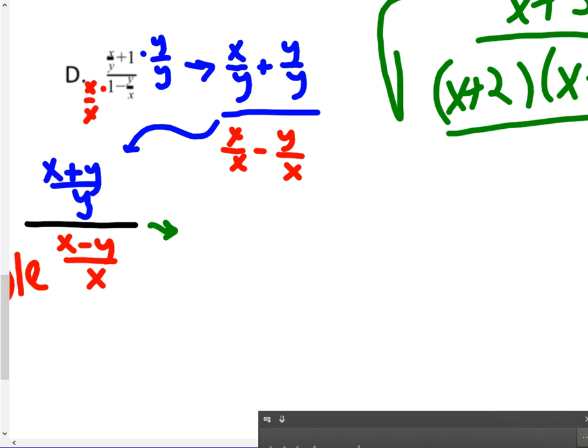So, dividing fractions, we keep the first fraction, we multiply the reciprocal. Can be seen as changing the division to multiplication and flipping that second fraction.